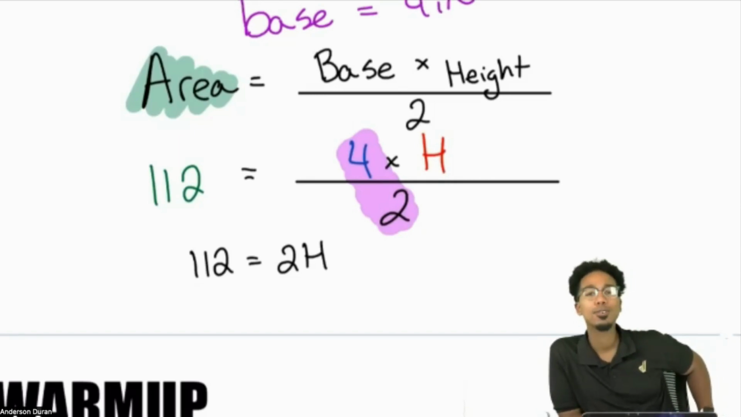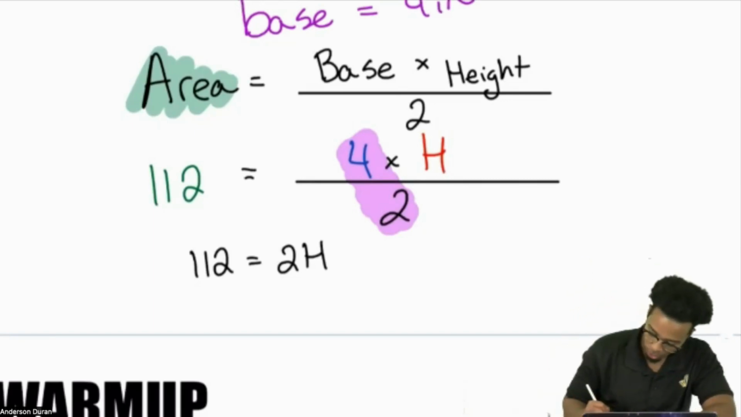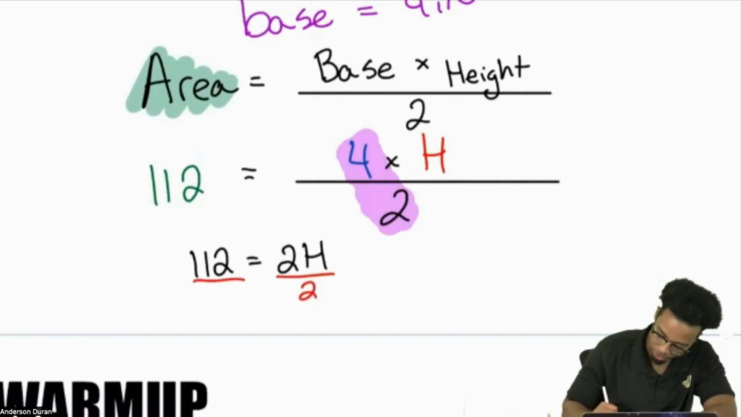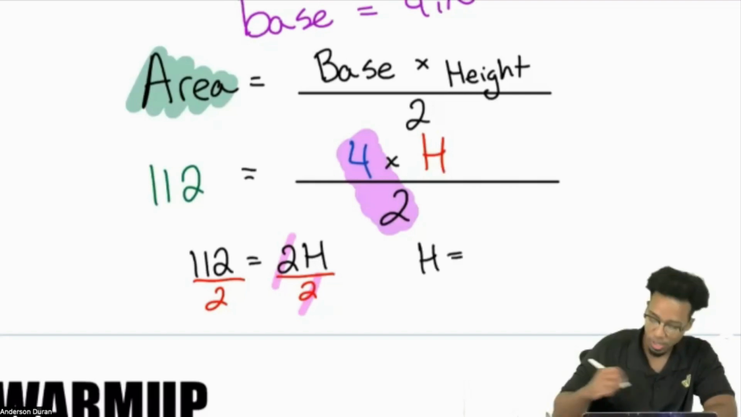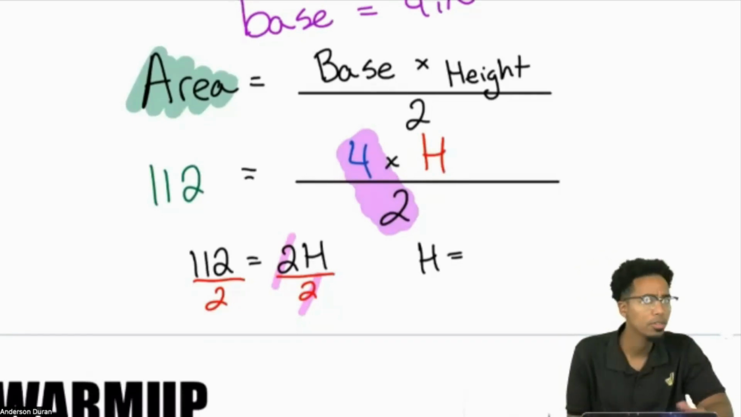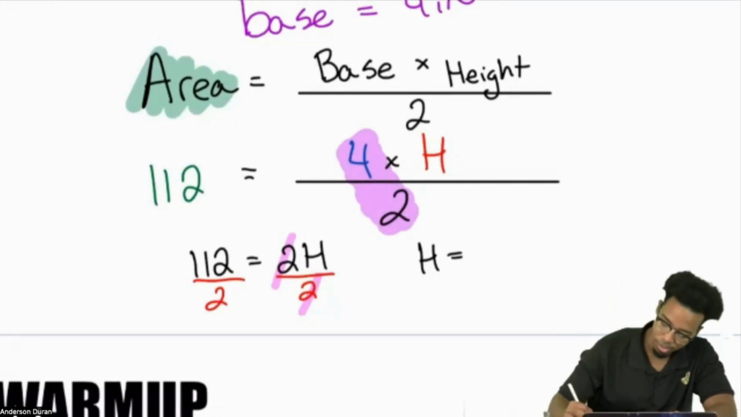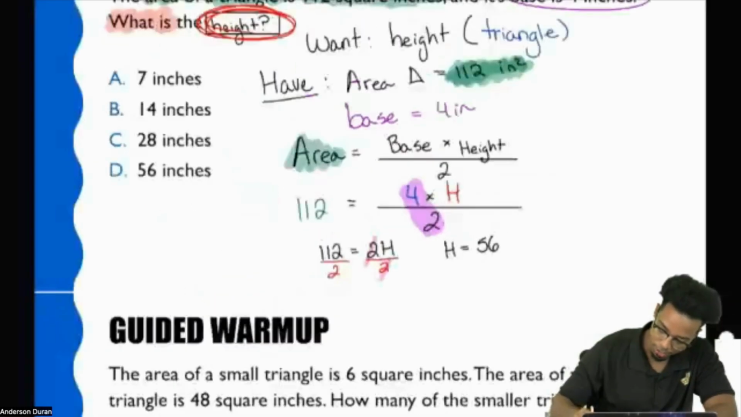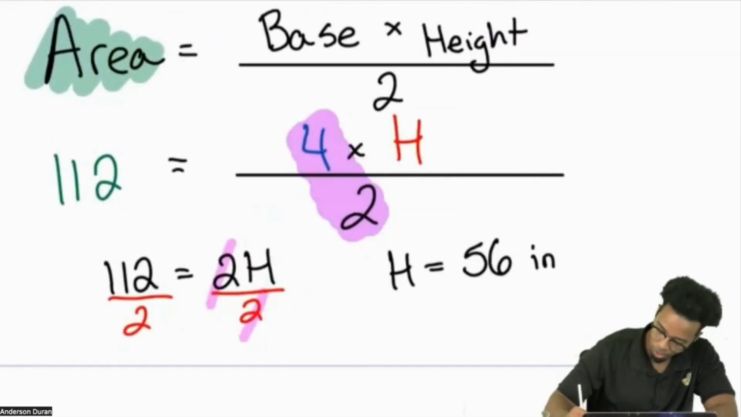Right, divide by 2 on both sides, and we're good. We're set up for success. So once we do that, boom, divide by 2, and that will give us h equals. And if you want to do some mental math here, you can just say, hey, what's 100 divided by 2? 50. What's 12 divided by 2? 6. So 112 turns into 56. Boom. And you're set, and you have 56 inches for the height.